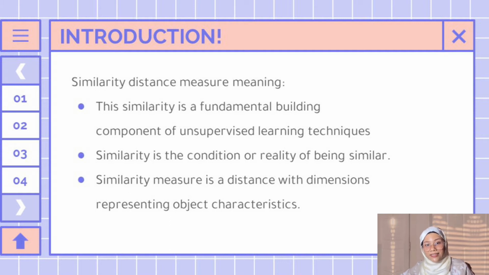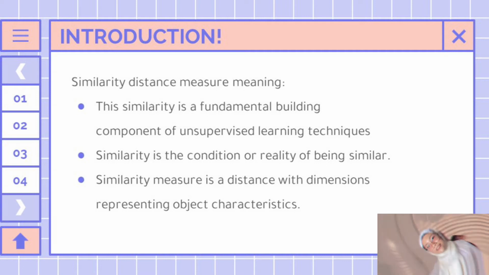In a data mining setting, a similarity measure is a distance with a dimension representing object characteristics. When the distance between two things is short, they are extremely similar. But when the distance is big, we will see a low degree of resemblance. There are several different types of similarity distance measurement. However, we will focus on the two most significant metrics in this article.